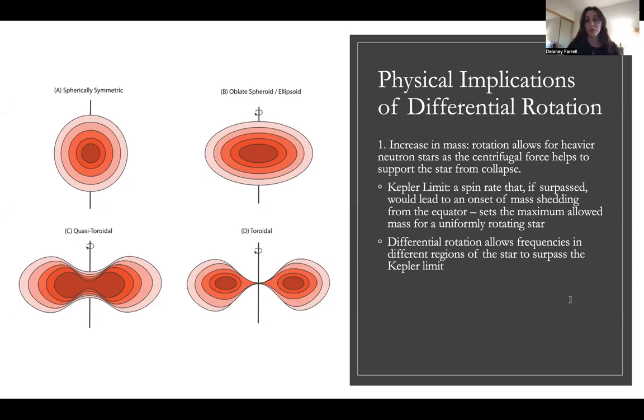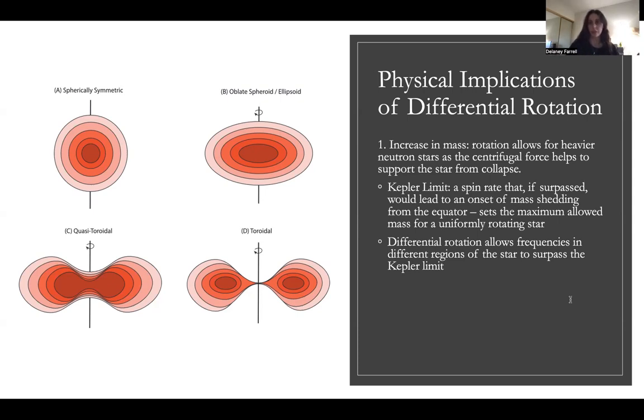There are a few physical implications. The first I'll be talking about is an increase in mass. If we imagine a non-rotating neutron star sitting somewhere out in space, it exists as a balance between forces. It's very massive, so gravitational force pulls inward, and then it's balanced by a mixture of thermal and degeneracy pressures that push out. If the star is rotating, it adds an additional force, the centrifugal force, which helps to balance the gravitational force and adds more mass.